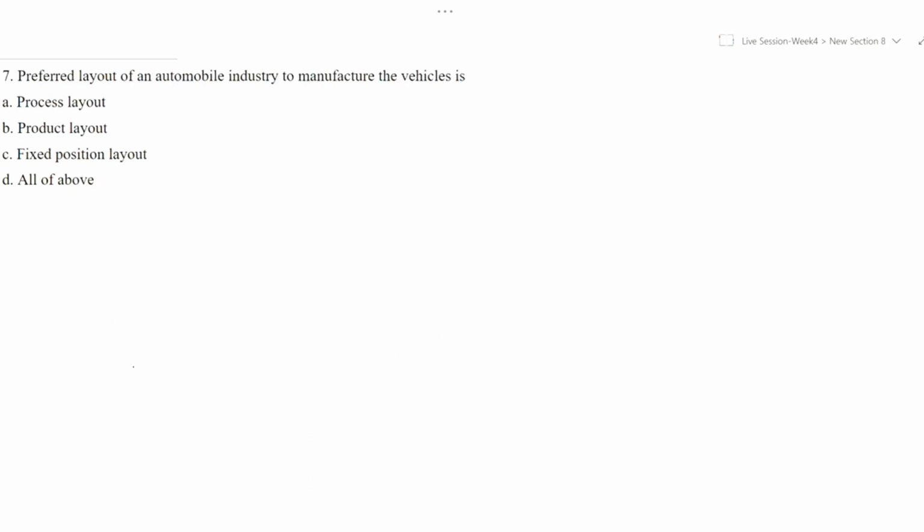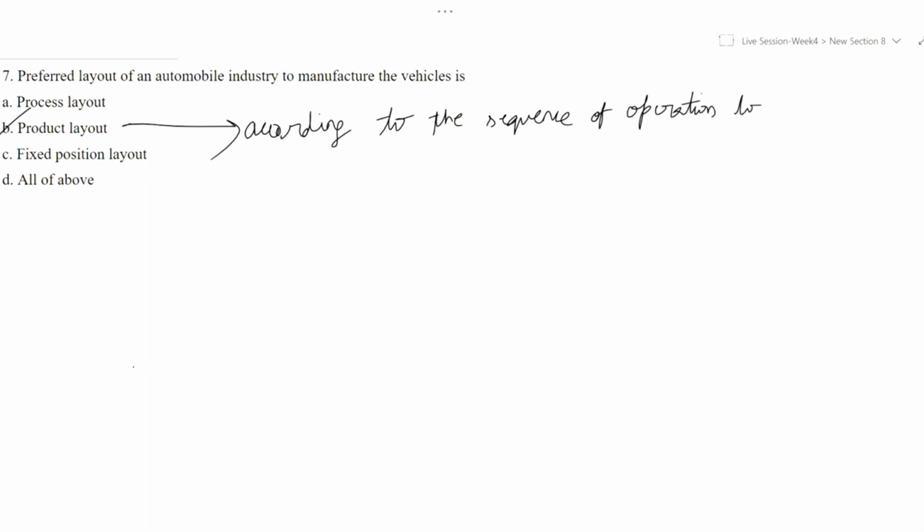Preferred layout of an automobile industry to manufacture the vehicles is, well, the correct option is product layout, and this is because we need the job according to the sequence of operations to be performed on a job. Next question.